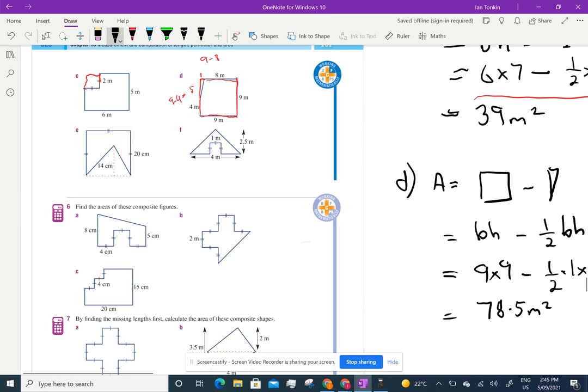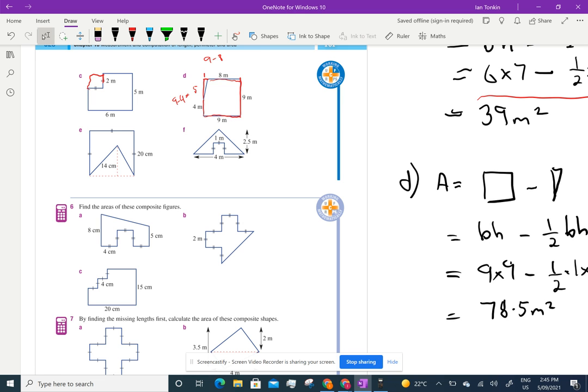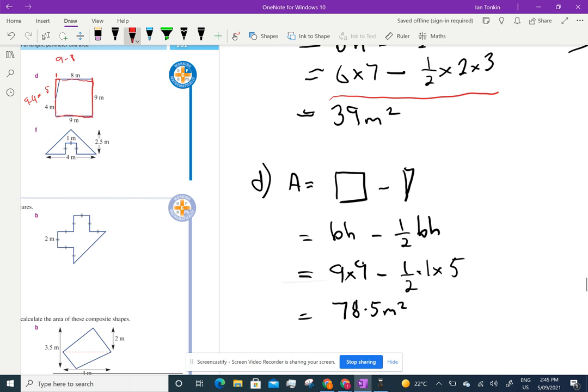Okay, the last two. I'm only going to do one of them. I'm going to do the very last one, but you can have a go at this one. Just find the area of the square and minus the area of the triangle. Now, the square's sides are 20 and 20, so that's easy. And this side down here, well, that's the side of the square that's missing, so it's 20, and the height is 14. So that's pretty easy. I'm going to do E.